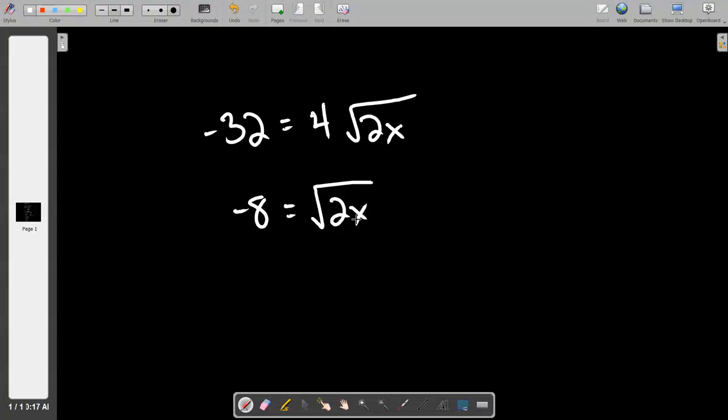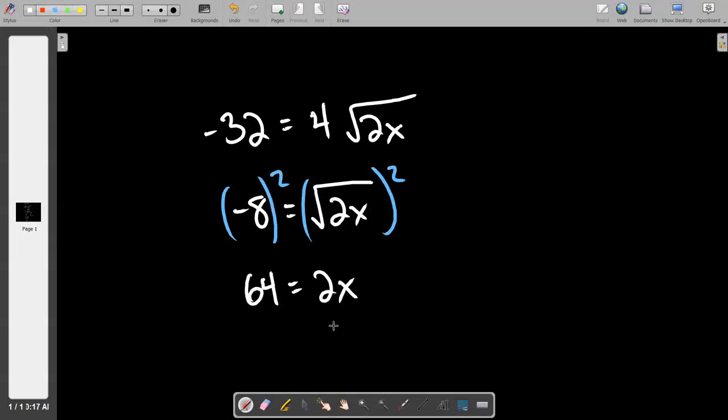Yeah, this is where you see the funk happening, right? You see it, you feel it, you smell it. You're like, I'm about to square a negative number, and it's going to become something that maybe it wasn't originally intended to be. So when I square the left side and I square the right side, this is where the funk happens. I get 64 equals 2x. Divide by 2, x is 32.